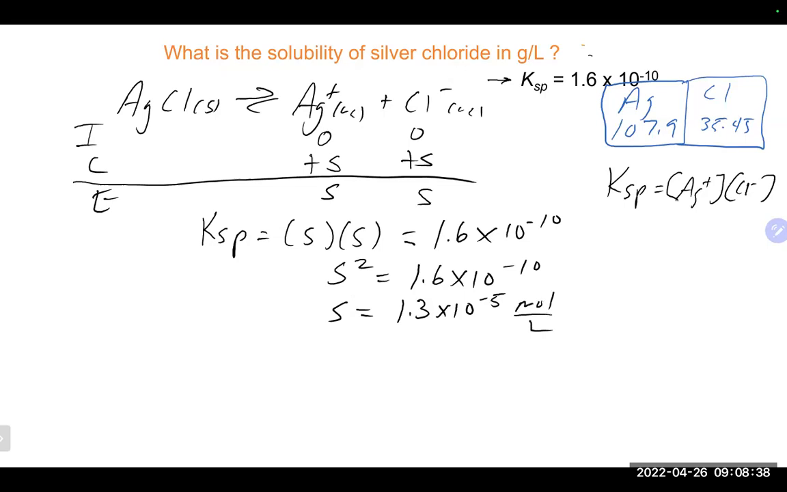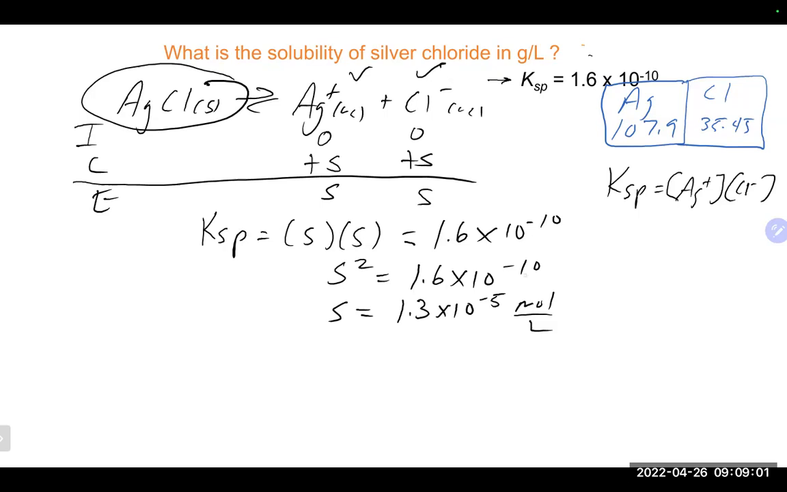And this S, you may be saying, isn't the S silver and isn't it chloride? Is it silver chloride together? And the answer is yes, because if you do a one-to-one relationship backwards, you get the same molarity between any of these. So typically speaking, if you solve for S, that is the molar solubility of the whole thing. That is typically what you're solving for.